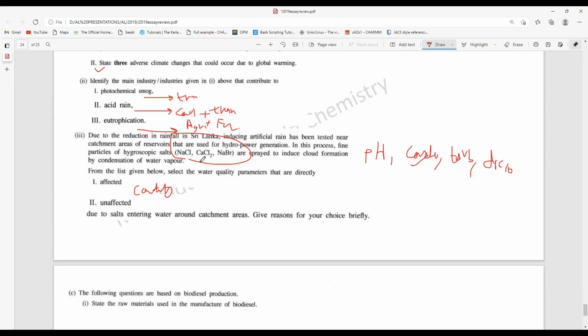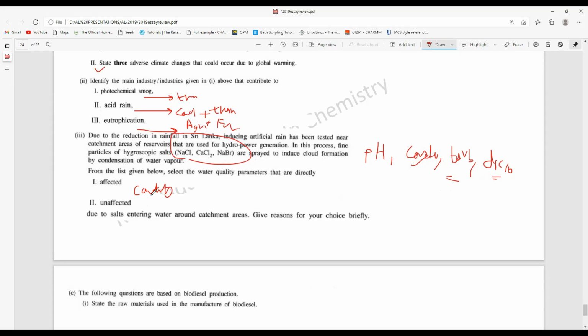So adding that into the process is not harmful. They are not going to form precipitate, so there is no effect. And the other one is dissolved oxygen. So oxygen also is no problem, because these anions would not react with oxygen.